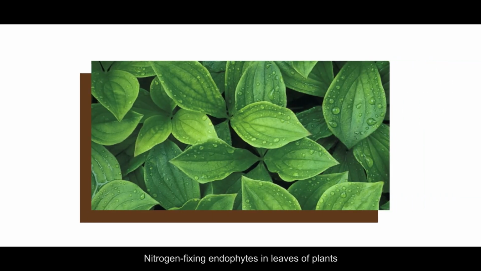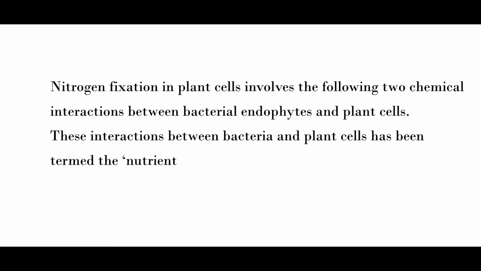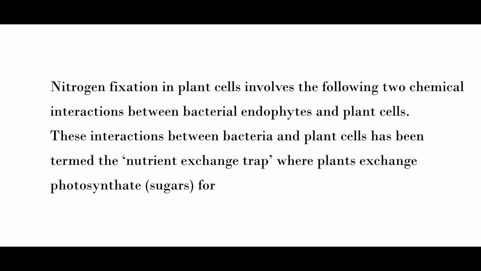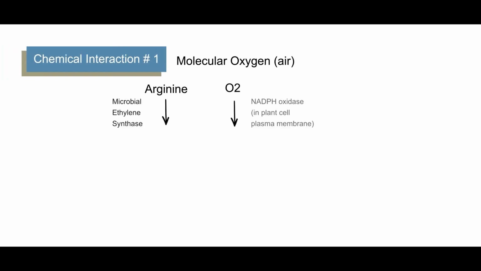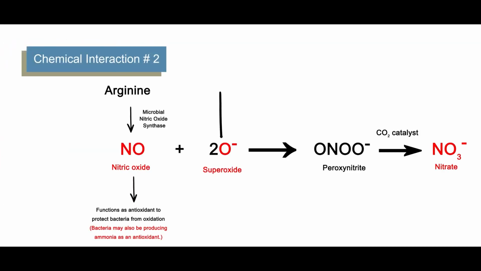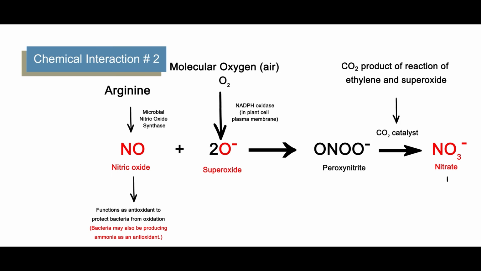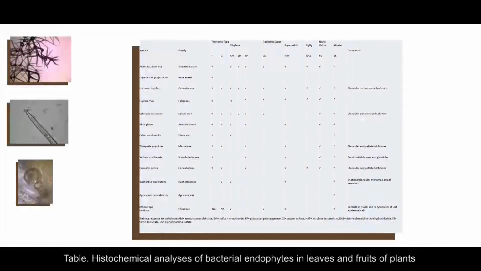Nitrogen-fixing endophytes in leaves of plants. Nitrogen fixation in plant cells involves the following two chemical interactions between bacterial endophytes and plant cells. These interactions between bacteria and plant cells have been termed the nutrient exchange trap, where plants exchange photosynthate for nitrogen from bacteria. Chemical interaction 1. Chemical interaction 2. Table: histochemical analyses of bacterial endophytes in leaves and fruits of plants.